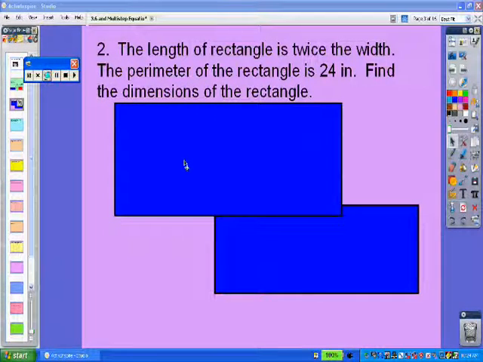Okay, next problem. The length of a rectangle is twice the width. The perimeter of the rectangle is 24. Find the dimensions of the rectangle. Alright, go ahead, pause the video. When you're done, play to reveal the answer.